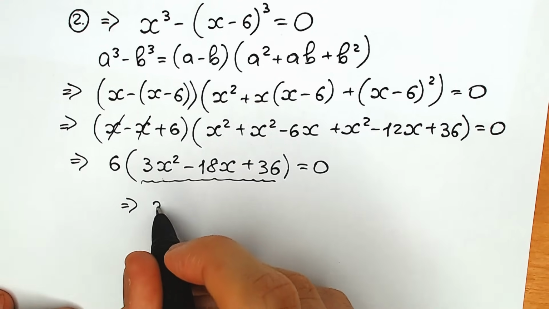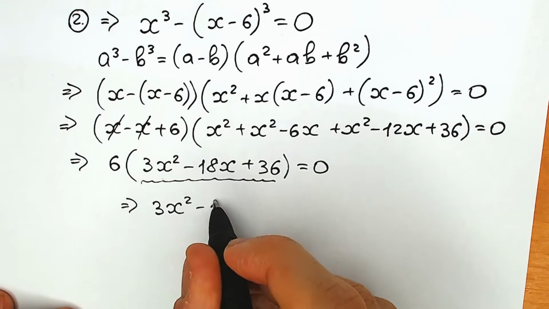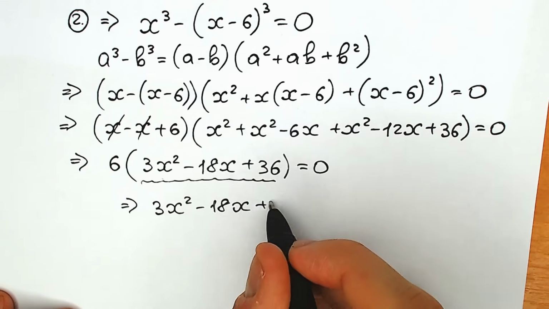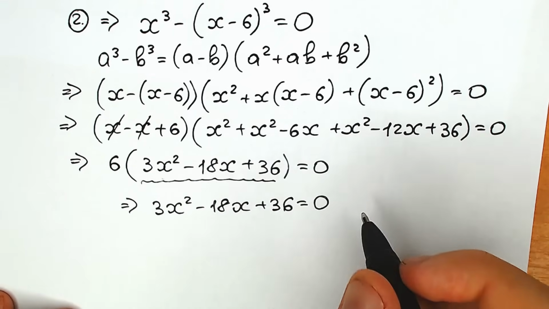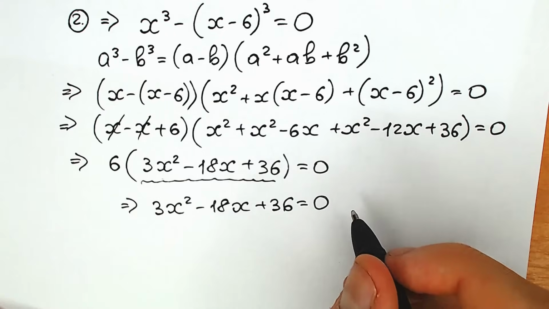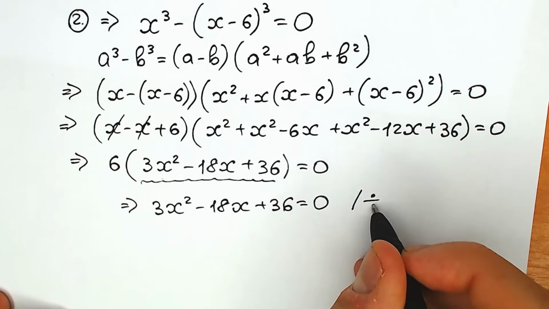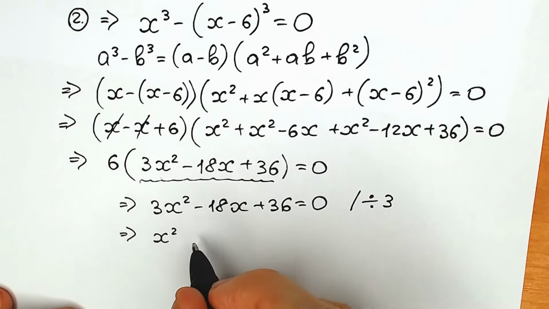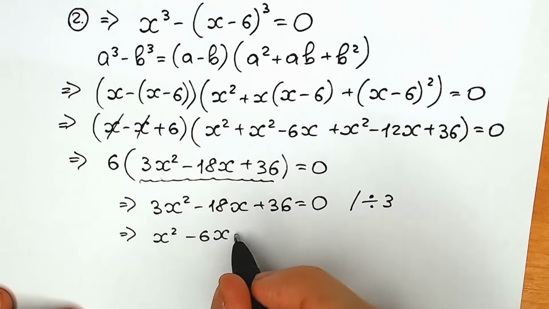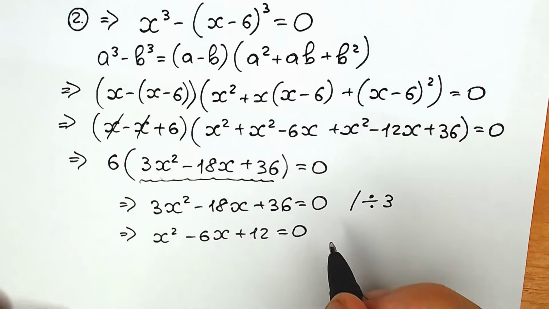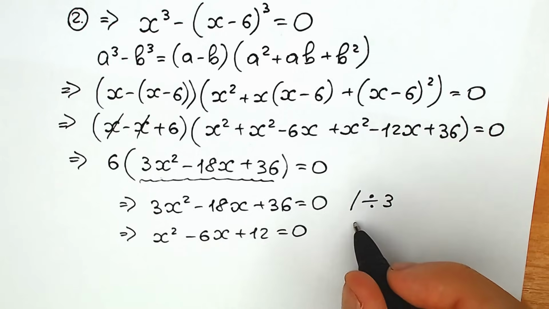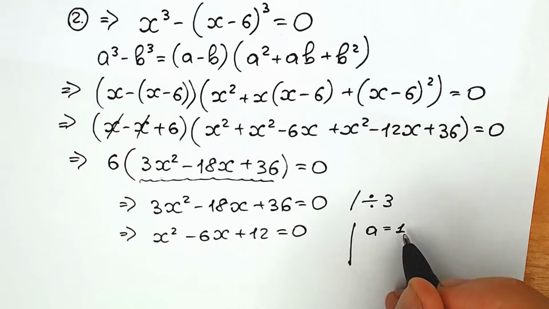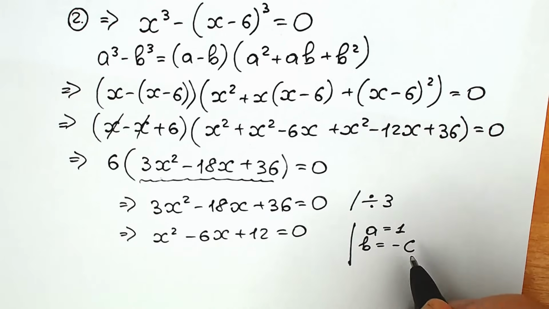So as a result we have 3x squared minus 18x plus 36 is equal to 0. Right now let's divide both sides by 3. We can easily do this. As a result we have x squared minus 6x plus 12 is equal to 0. Right now, according to the method of coefficients, we can easily write our coefficients: a equal to 1, b equal to minus 6, and c equal to 12.